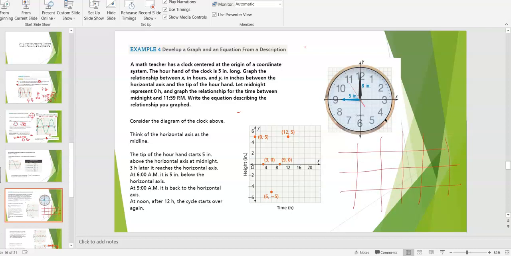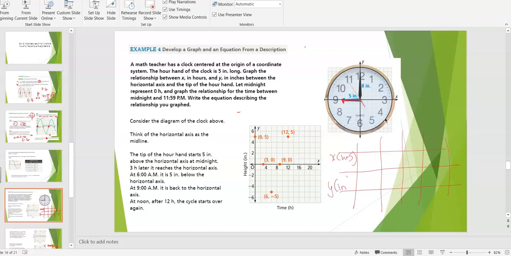So this math teacher has a clock, like of course every math teacher would have, centered at the origin of a coordinate system. See the coordinate plane behind it? So the hour hand on the clock is 5 inches long. So it's 5 inches from here to here. And we want to graph the relationship between x and hours. So this is in hours, and y is in inches.